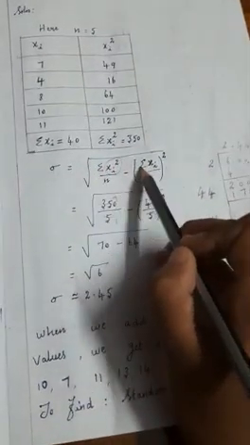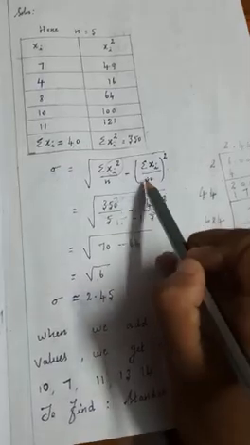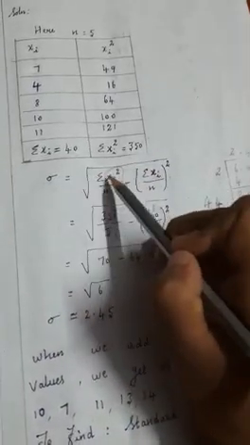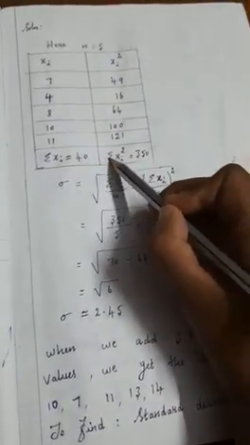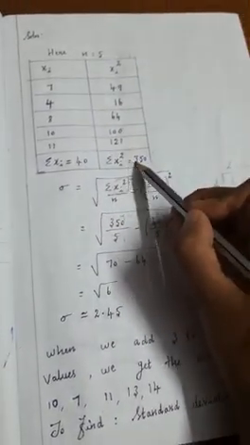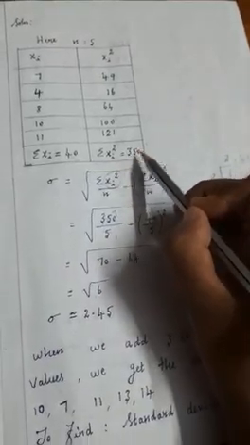Now here summation xi we have got it, n value we have got it, so this part you have got it. Here summation xi square, so all the xi square values if you add them, that is the summation xi square. So add all the values. What value have you got? 350.